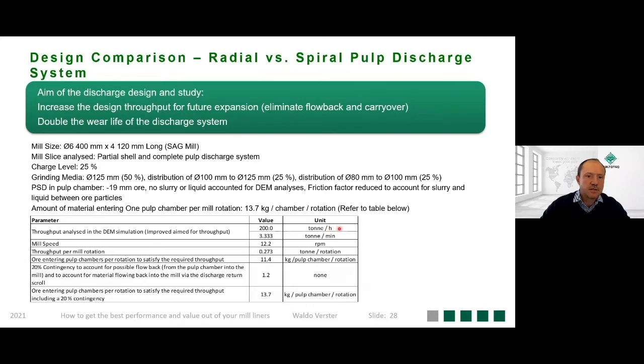So here we've got 200 tons per hour. If we convert that to tons per minute, we get 3.3 tons per minute. And the resultant amount of material entering the pulp chamber is then 11.4 kilograms. On top of this, we've added a 1.2 or a 20% contingency factor, and that is to account for possible flowback and carryover in this design.